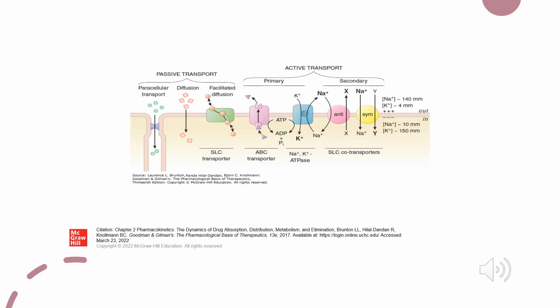Facilitated diffusion requires specific transport mechanisms, but no energy is required for this process. However, active transport requires energy. Sodium potassium ATPase is an important example of an active transport mechanism that is a therapeutic target of Digoxin in the treatment of heart failure.